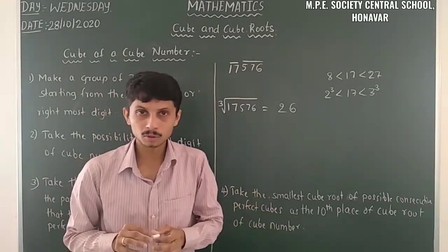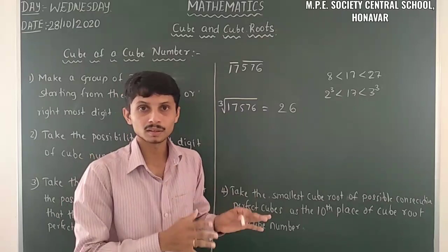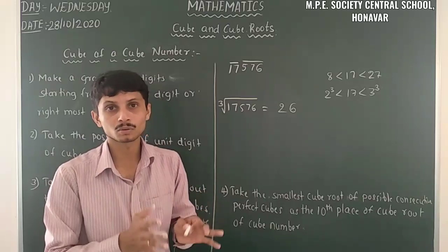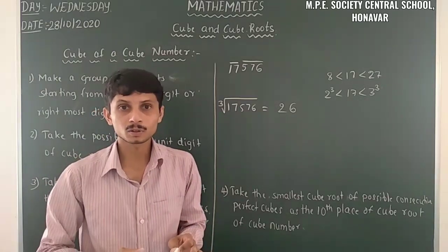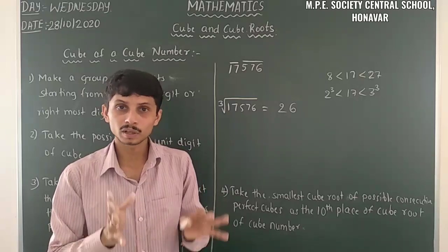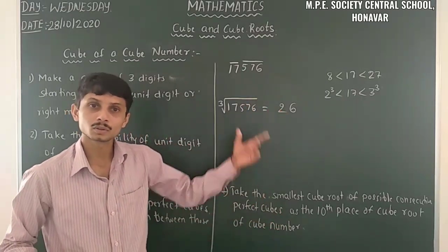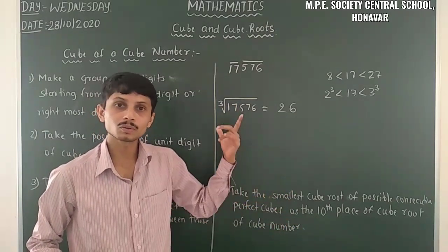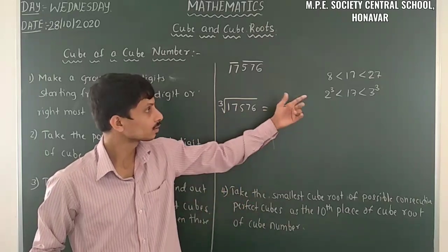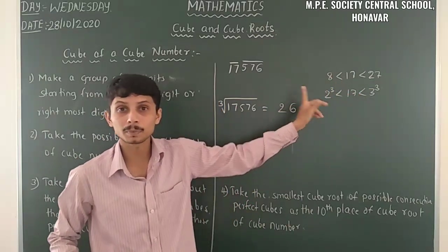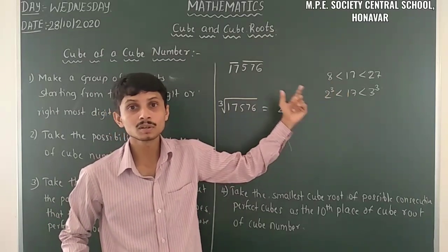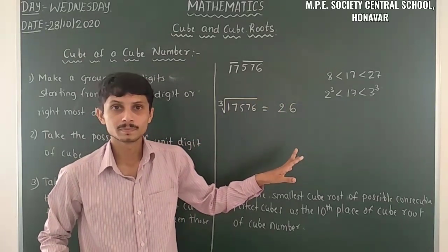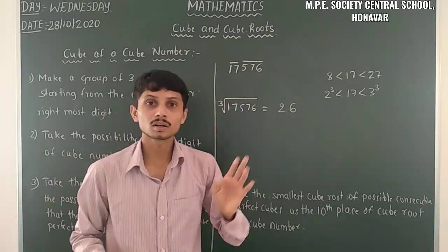So here we discussed this cube root of a cube number. We can find out the cube root of any cube number in quick succession of time when you know all the perfect cubes from 1 to 10. So when you know that, you can easily find it out. You have to know 1 to 10, so that we can take the possible consecutive perfect cubes that the group lies in between. So this is about the cube root.